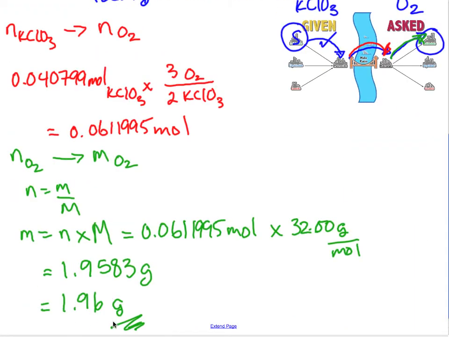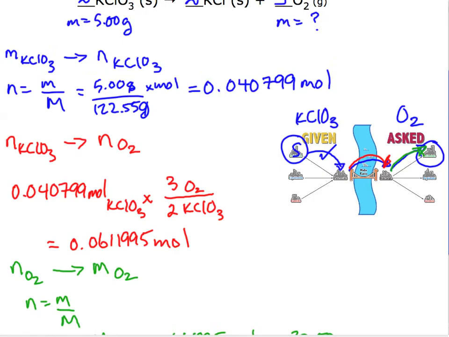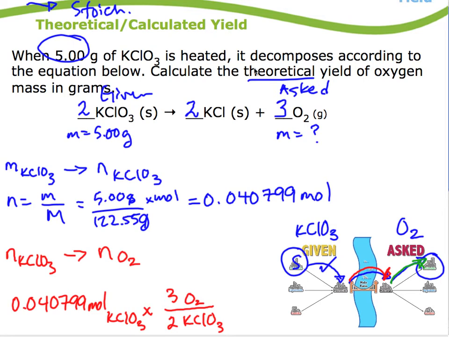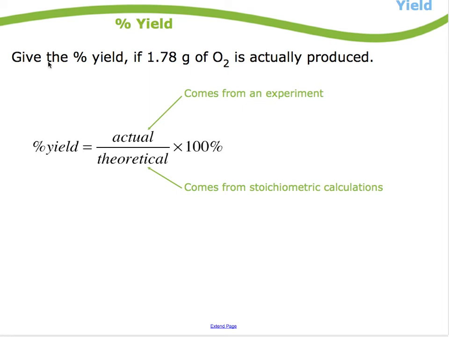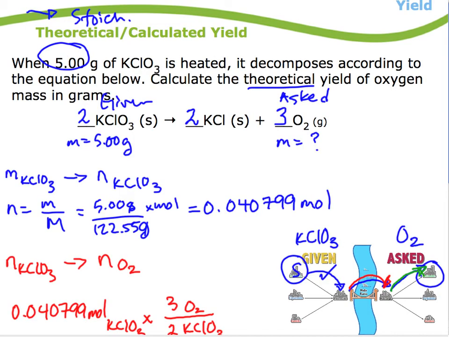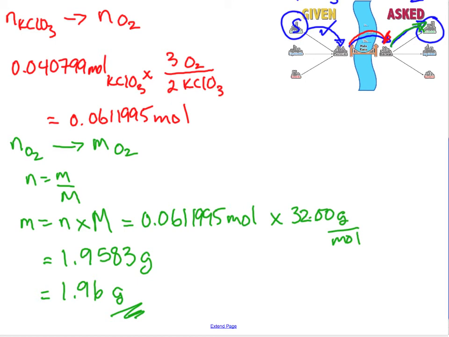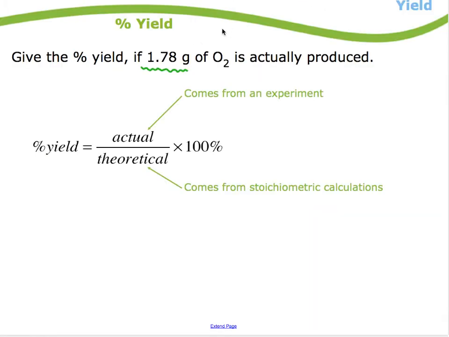So the question asked, what is the theoretical yield of oxygen mass in grams? Here's my theoretical yield. Theoretically, if there are no errors and nothing goes goofy in my experiment, I should get 1.96 grams. So it's a theoretical yield, or sometimes we call it a calculated yield. Now, if I actually do the experiment and I only get 1.78 grams instead of, what was my number? 1.96. So I only get 1.78 instead of 1.96. The question is, what is the percent yield?